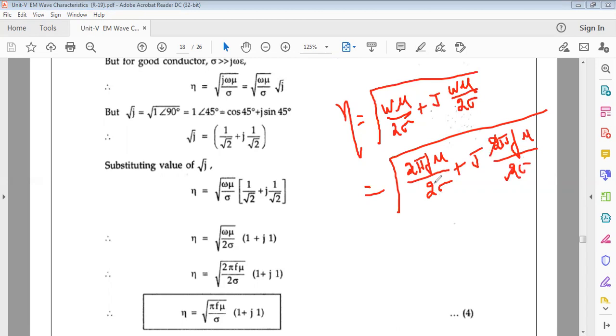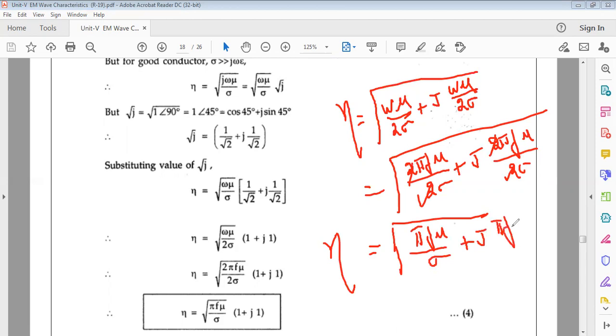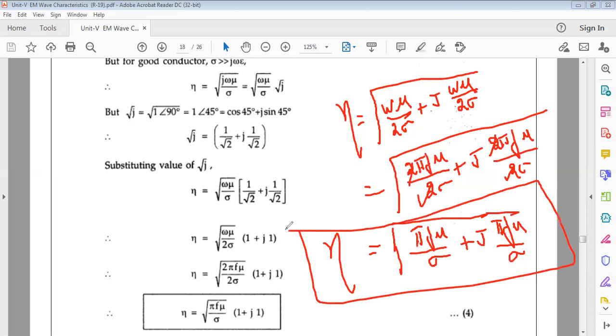The 2 gets cancelled. Here also the 2 gets cancelled. Then it becomes eta equal to the square root of pi f mu by sigma plus j into pi f mu by sigma. You can multiply this whole factor with 1 plus j, that is, the square root of pi f mu by sigma times (1 plus j).